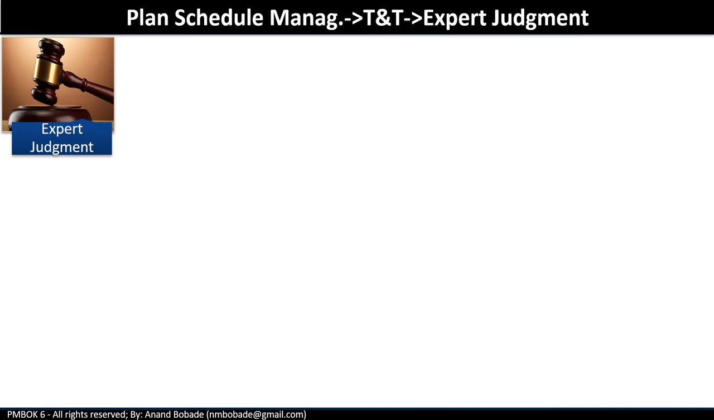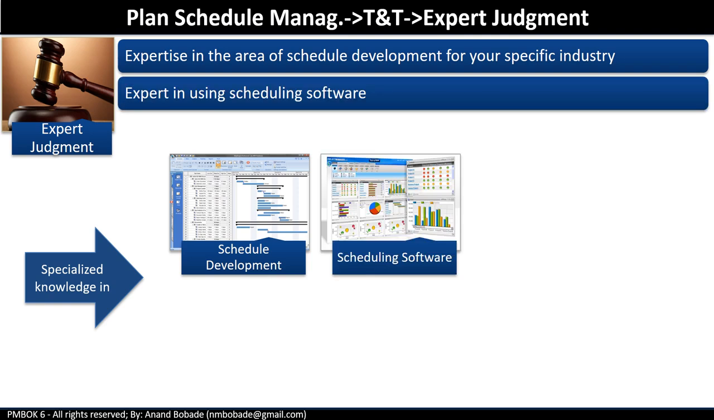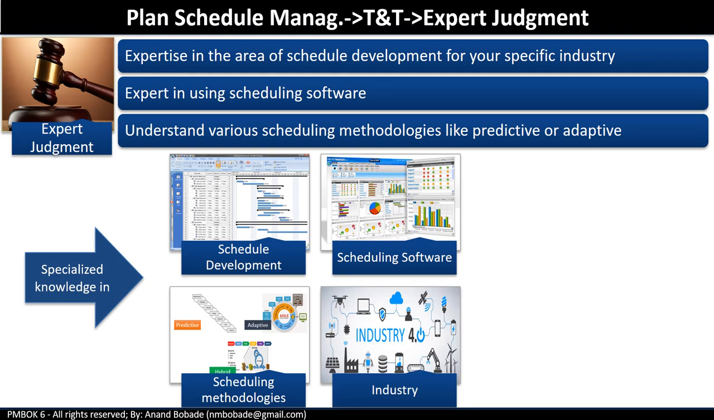Expert judgment. Expertise should be considered from individuals who have expertise in the area of schedule development, including using scheduling software like Microsoft Project or Primavera, understanding various scheduling methodologies like predictive or adaptive, or experience in creating the schedule of a project in a similar industry. For example, a technology lead who worked on various similar software projects in the organization can be called an expert who can help you with planning the schedule.